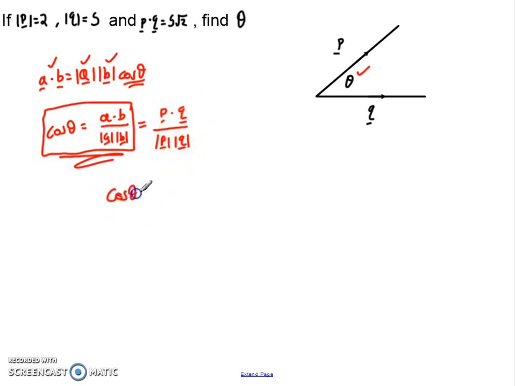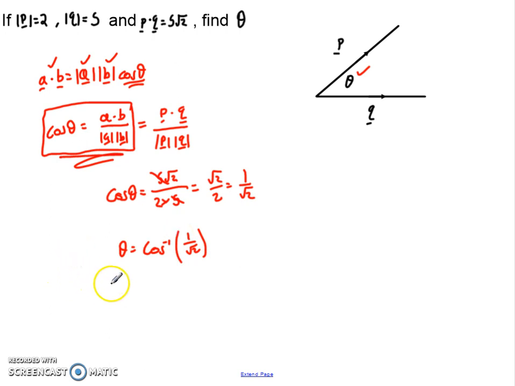I can then say, fine, so cos theta equals P dot Q, 5√2, over magnitude of P, which is 2, times magnitude of Q, which is 5. So 5√2 over 2 times 5, well the 5s can cancel. That's then equal to √2 over 2, which is the same as 1 over √2. So cos theta is equal to 1 over √2. I can then say theta is equal to cos minus 1 of 1 over √2. Think back again to your exact values table. Theta equals pi over 4 or 45 degrees.